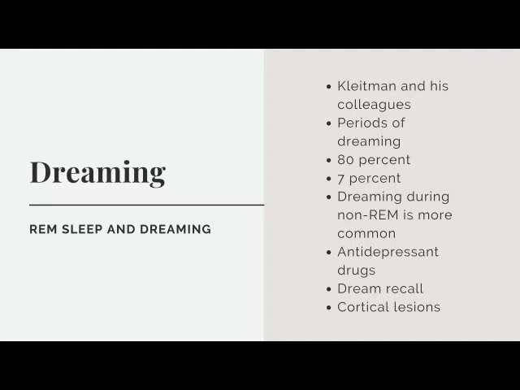REM sleep and dreaming. The discovery of REM in 1953 by Kleitman and his colleagues led to the obvious hypothesis that REM sleep periods were periods of dreaming. This hypothesis was confirmed by waking subjects up during various stages of sleep and asking them if they had been dreaming. About 80% of awakenings from REM sleep led to dream reports, and only 7% of awakenings from non-REM sleep stages led to dream reports. In the years since this discovery, it has become apparent that dreaming during non-REM is more common than previously believed. Antidepressant drugs can reduce REM sleep without affecting dream recall, and cortical lesions can abolish dreaming without affecting REM sleep.